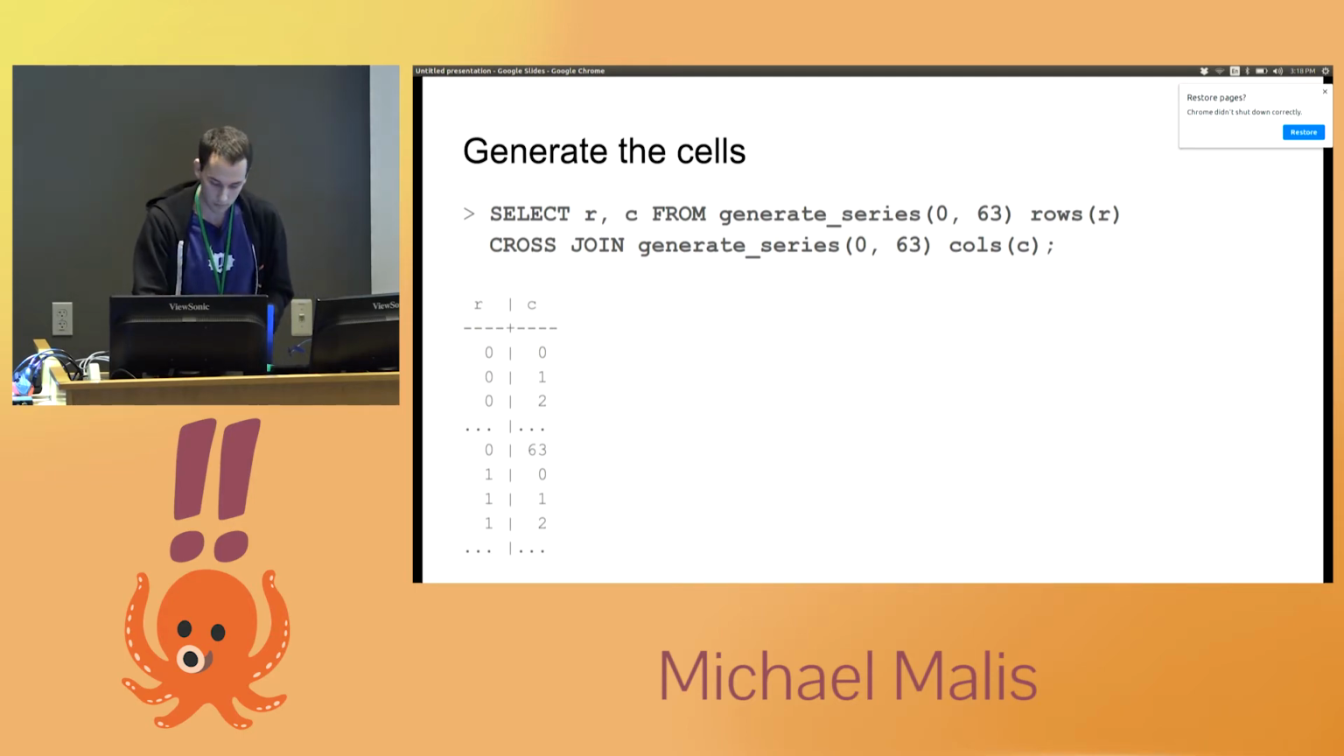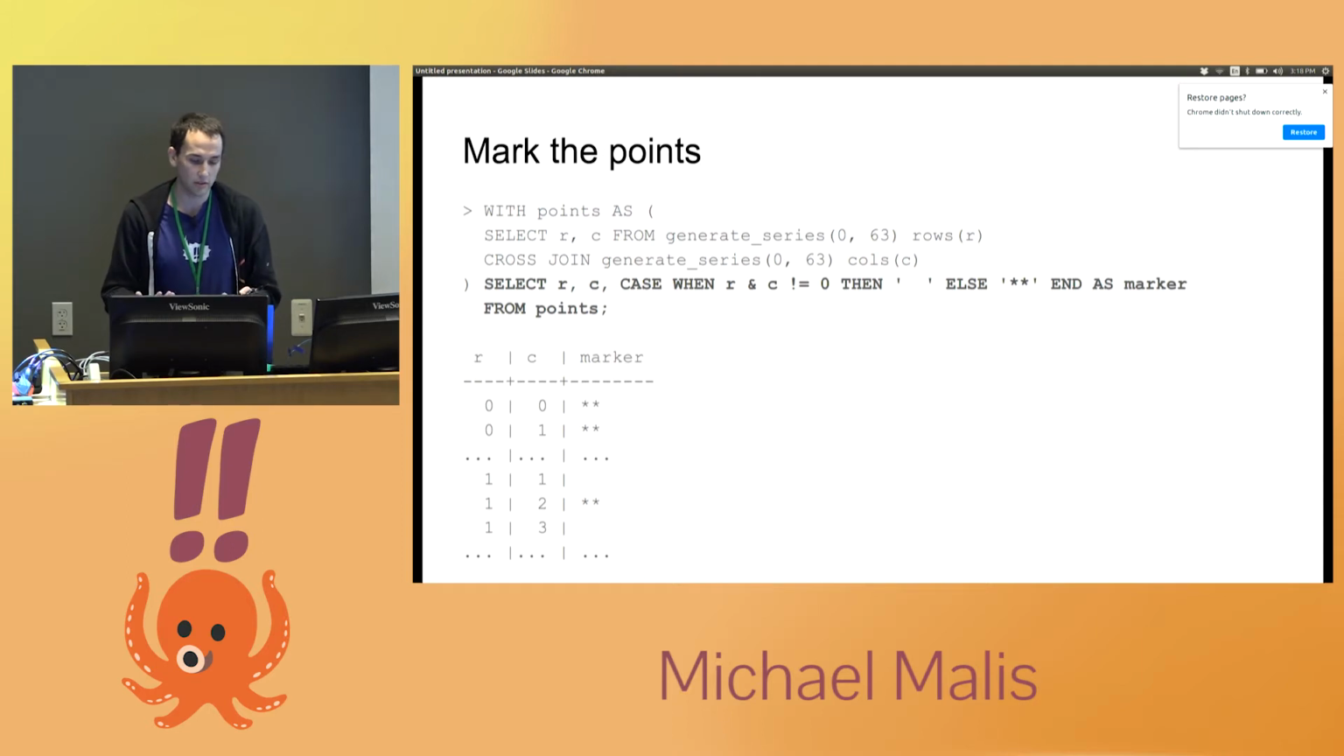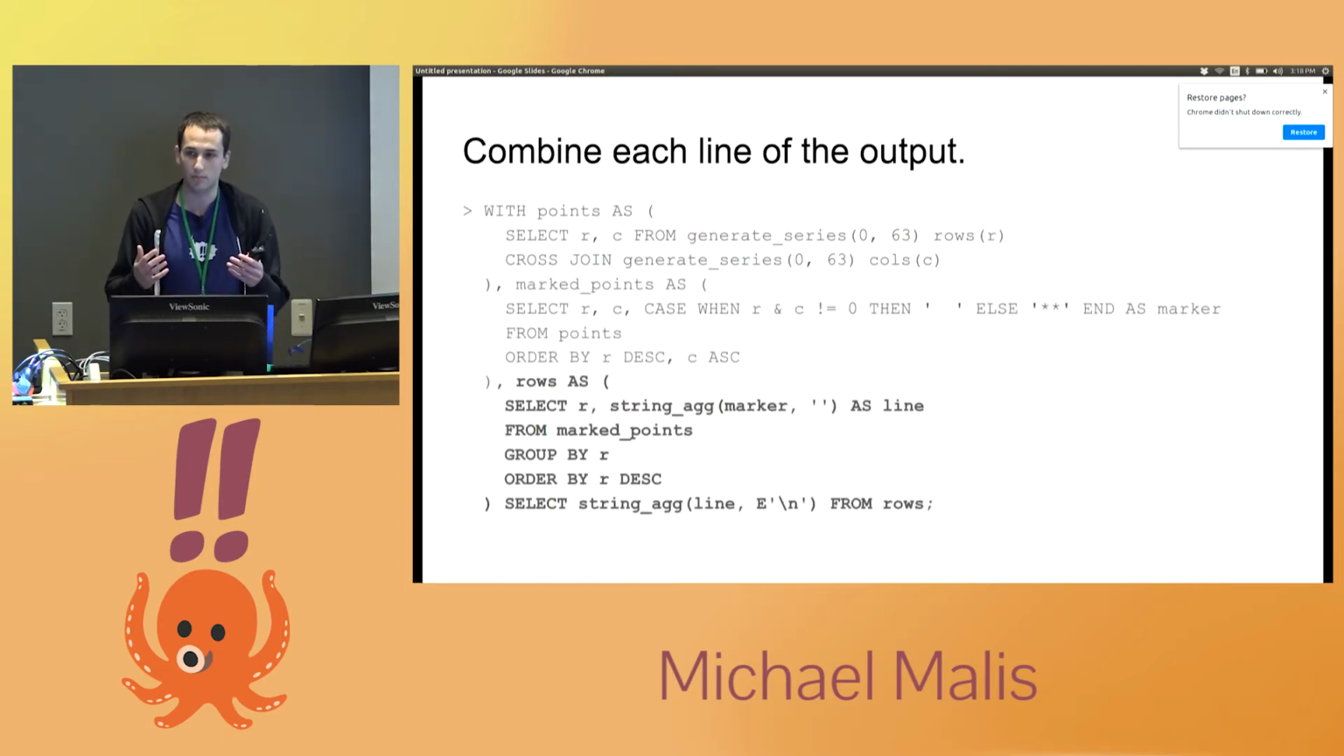Now, for marking the points, we can use this feature, CASE WHEN, which is like if else in any other programming language. And so in this case, when the bitwise AND of the row number and column number is not 0, we mark the point with a space, and otherwise we mark it with 2 asterisks. And you can see below that we have marked all the cells where the bitwise AND is 0 with 2 asterisks.